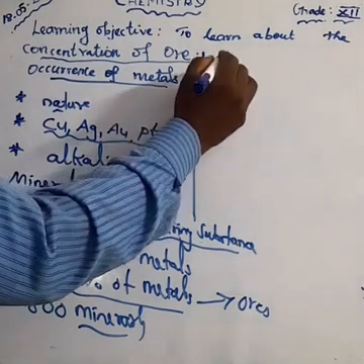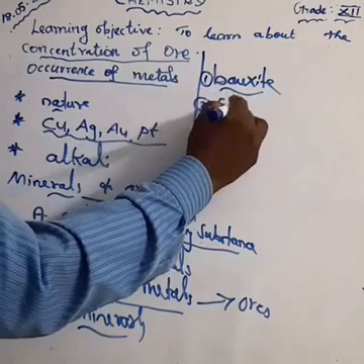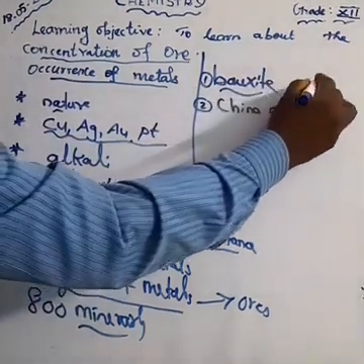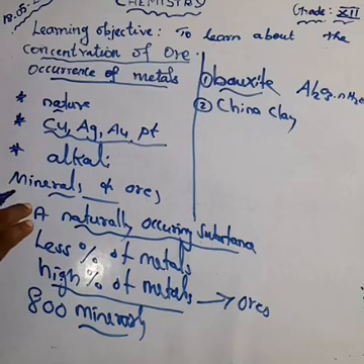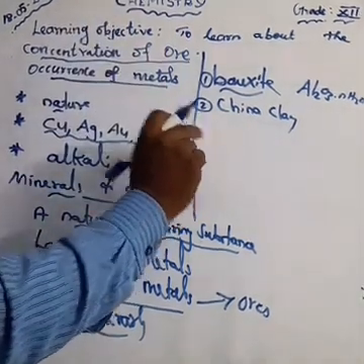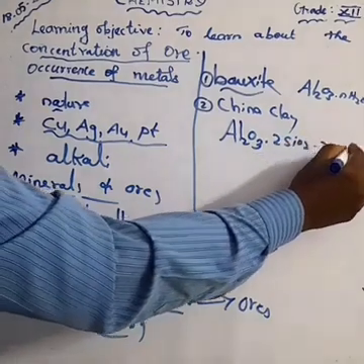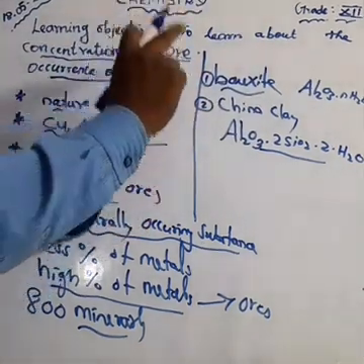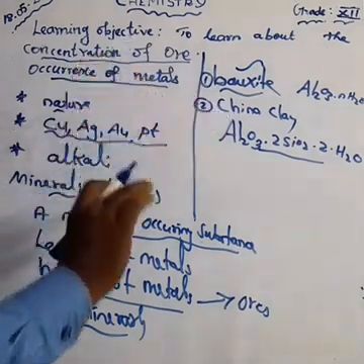Aluminium has many minerals, but here I am explaining two: bauxite and china clay. What is the formula for bauxite? Al2O3 and n molecules of water, where n means the number of water molecules. China clay has Al2O3, 2 molecules of SiO2 and 2 molecules of water. Both bauxite and china clay are minerals, but aluminium can be commercially extracted only from bauxite, while extraction from china clay is not profitable.